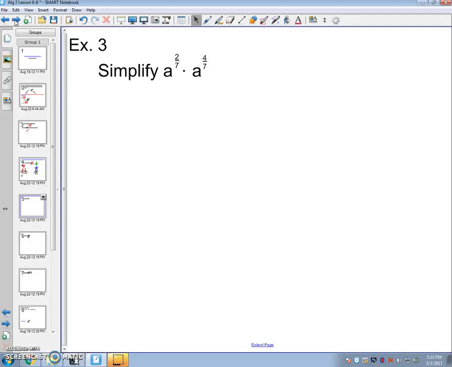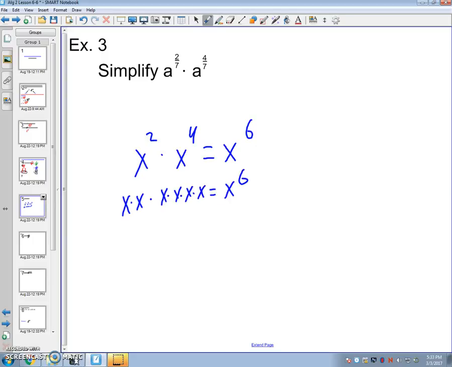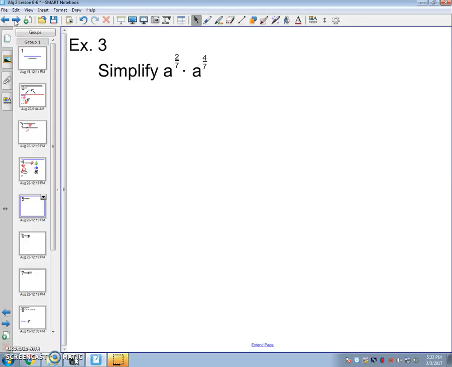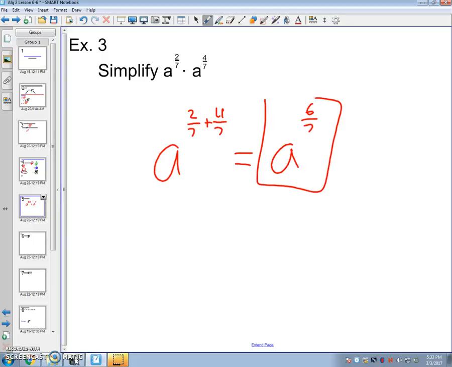This one, fraction exponents are still exponents. If you're multiplying two things with the same base, you add the exponents. So for example, if I had x squared times x to the 4th, you should tell us x to the 6th, because that's 2 x's here, times 4 x's here, which is a total of 6 x's. Well, in this case, it's the same idea, but we're not having whole numbers, we're having fractions. So if it's a to the 2/7 times a to the 4/7, that's really a to the 2 over 7 plus 4 over 7. Sometimes you have to change to a common denominator, but they're already good, so it's going to be a to the 6/7. And that's it.